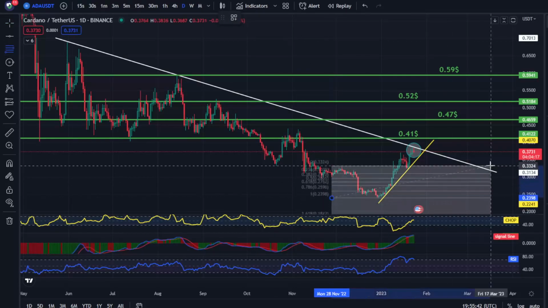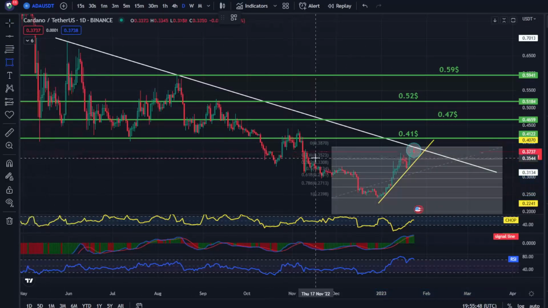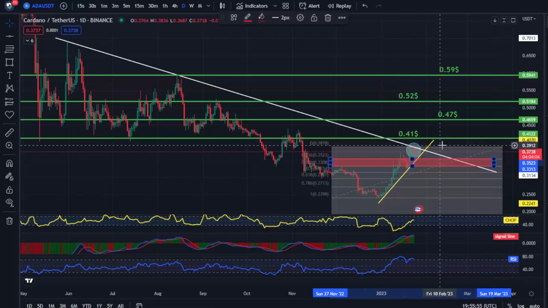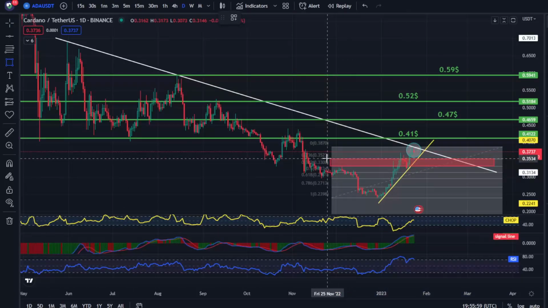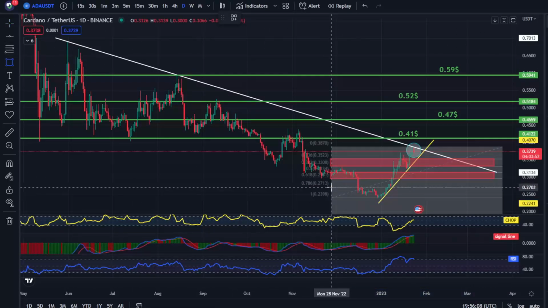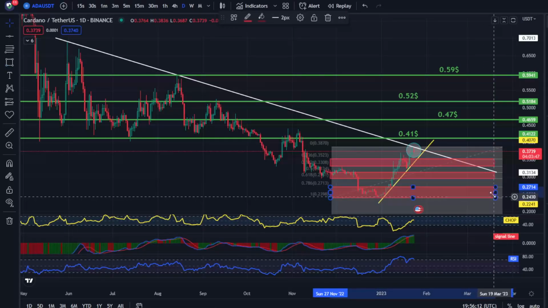Looking the other way, in the same way we can mark places that will support the ADA in the event of a larger price correction. And here we will start by marking the support zone from 35 cents to 33 cents. If the price falls below, the second zone is from 31 cents to 30 cents, while the third support zone is from 27 cents to 24 cents.